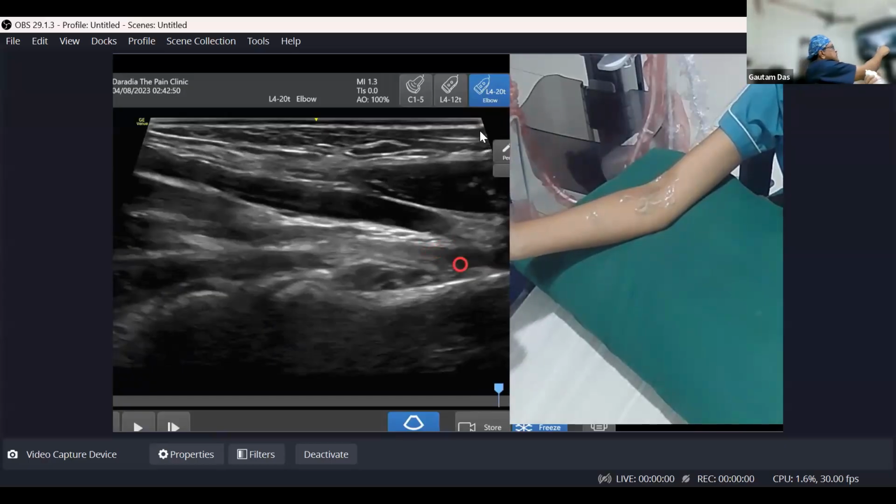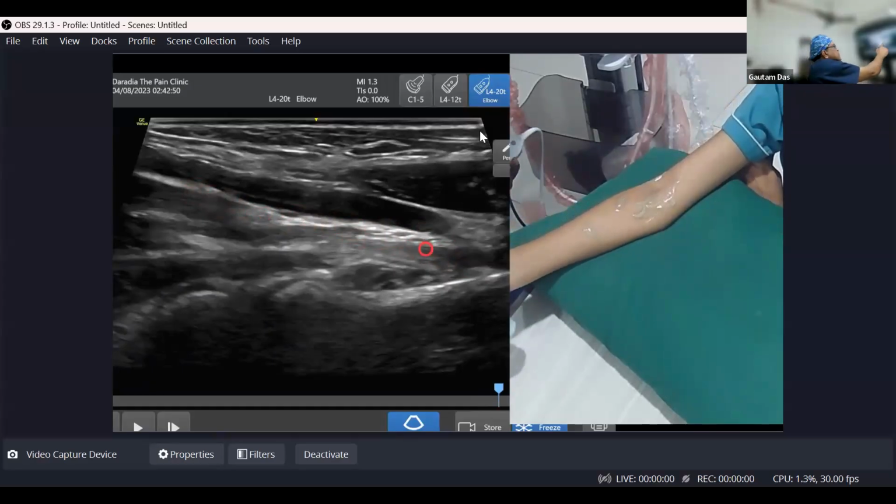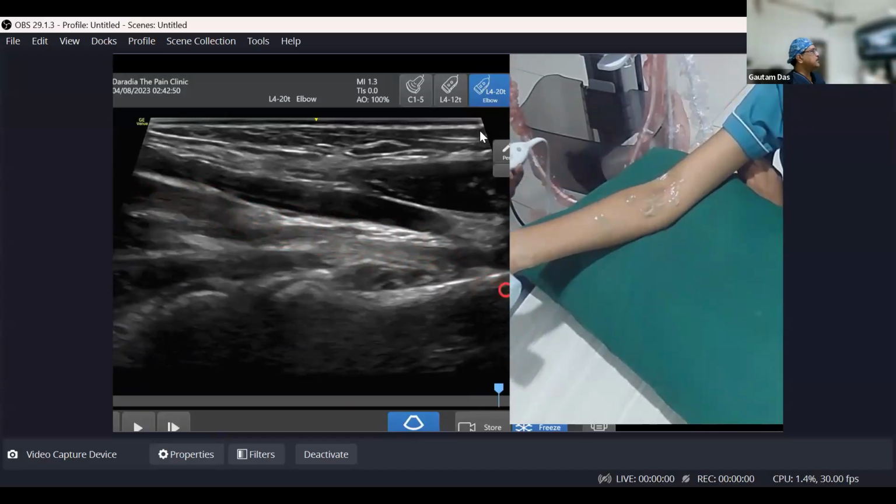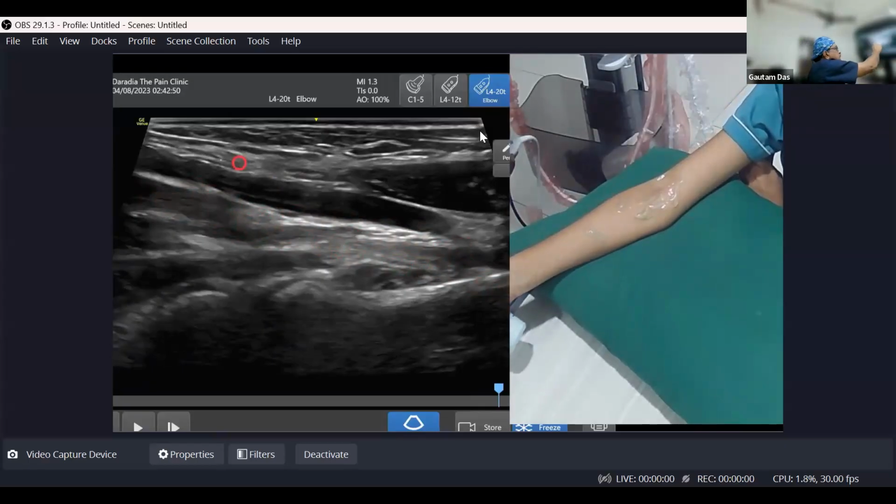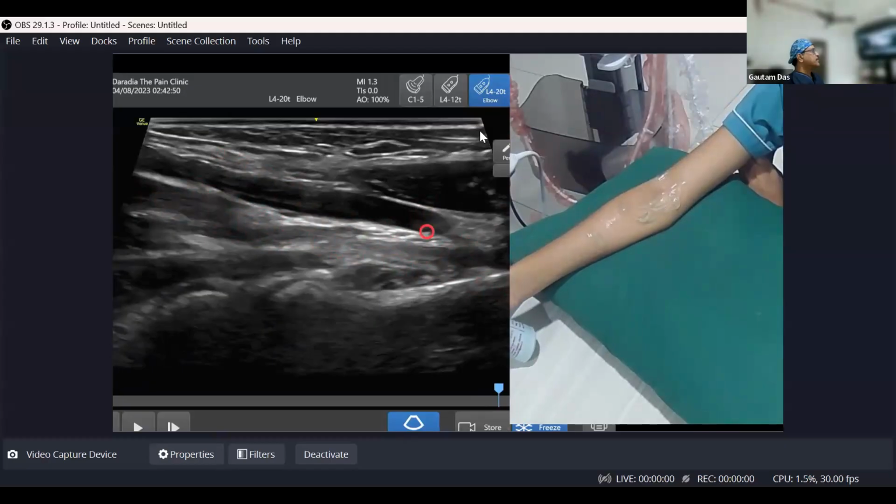You see this posterior acoustic enhancement. This is the hyperechoic area, posterior acoustic enhancement, if you can remember. So now this was your tendon getting attached here. And here the problem is, if you wish to do some interventions, if you are coming here or here, the problem is you cannot do any interventions because you are going to puncture the brachial artery.